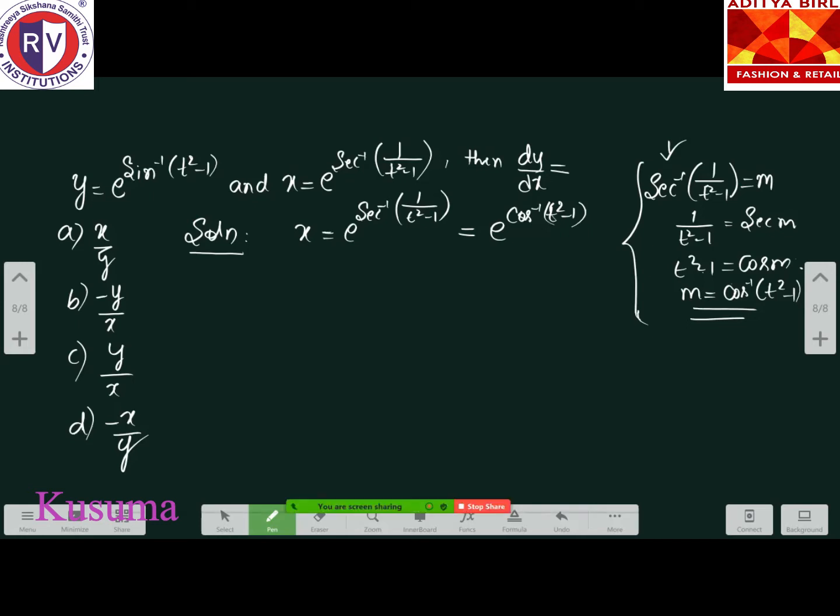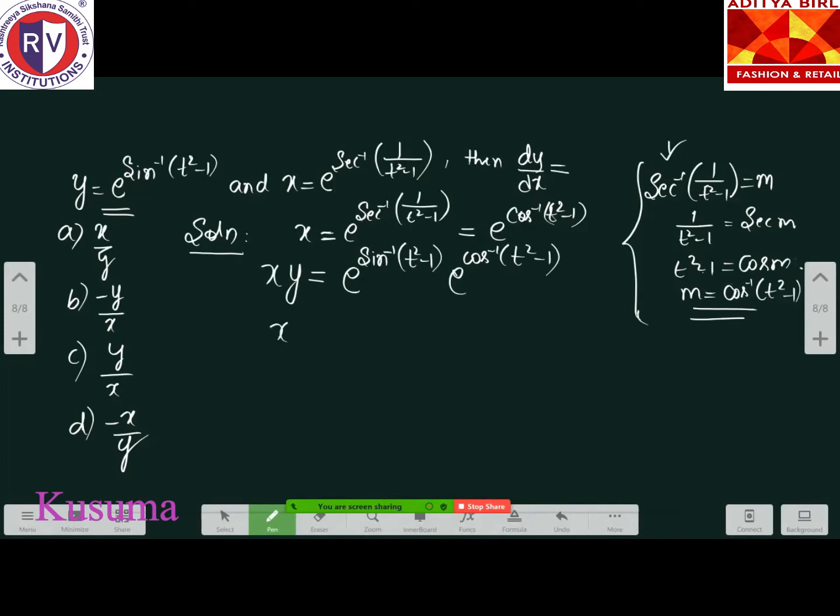I will tell you what you had asked for. Now, we have got x is e to the power of cos inverse t square minus 1, and we have y is equal to e to the power of sin inverse t square minus 1. Let us multiply them. Let us find out x into y. X into y will be e to the power of sin inverse of t square minus 1 into e to the power of cos inverse of t square minus 1.